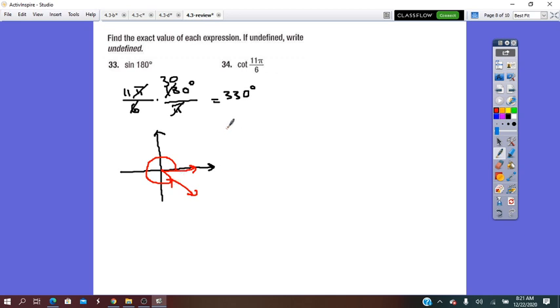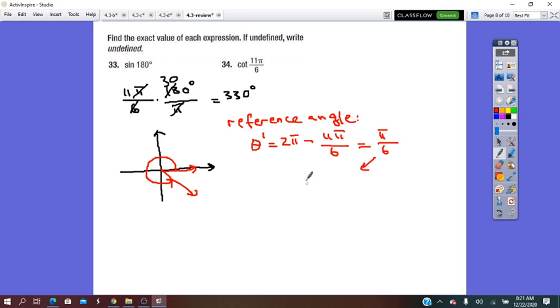The reference angle. As long as the angle is less than 2 pi, it will be theta prime equals 2 pi minus 11 pi over 6. 6 times 2, 12 minus 11 equals pi over 6. We know that sine pi over 6 is equal to 1 over 2, and the cosine pi over 6 is square root 3 over 2. So this is the reference angle. In the fourth quadrant, the cosine is positive and the sine is negative.